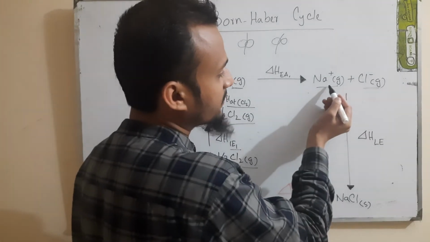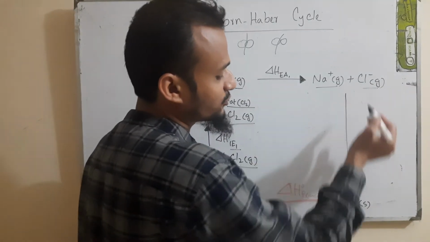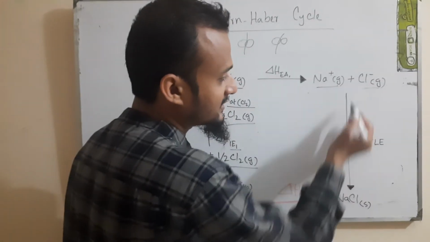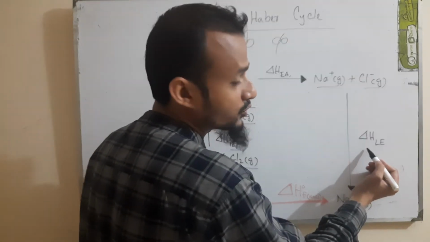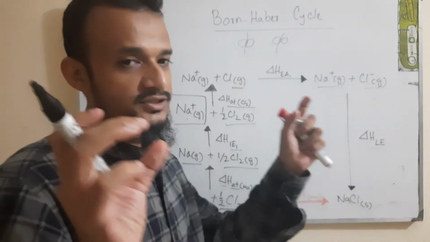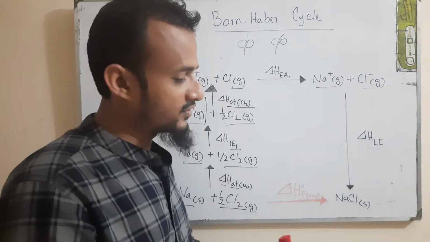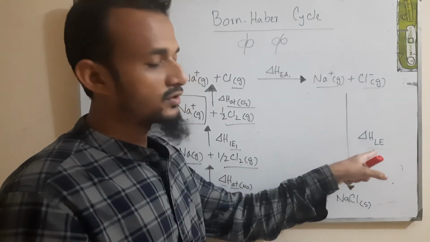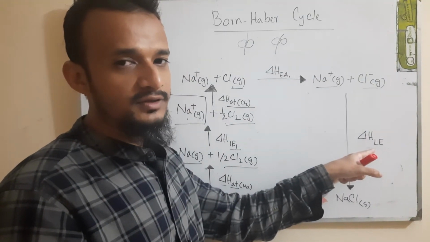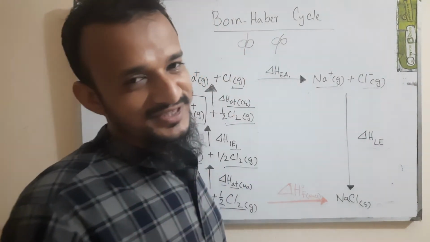Now you have gaseous sodium ions and gaseous chloride ions. If you add them together, you get sodium chloride. And this energy change, you know, is the lattice enthalpy, right? From gaseous ions, if you want to make 1 mole of solid lattice, it is called lattice enthalpy.